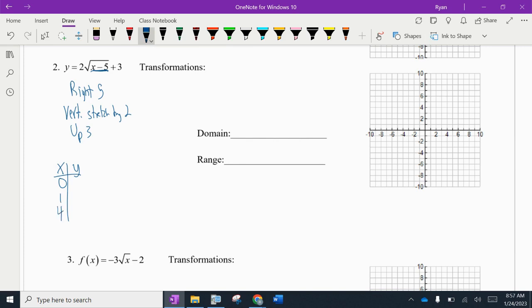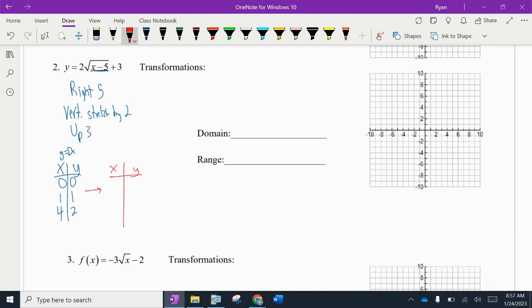Here are my points. 0, 1, 4 for x. These x values are always going to be chosen because these are the perfect squares. If I did the parent function, just like the y equals square root of x, these numbers are chosen because the square root of 0, the square root of 1, and the square root of 4 are those values. And now doing those different transformations that we looked at.